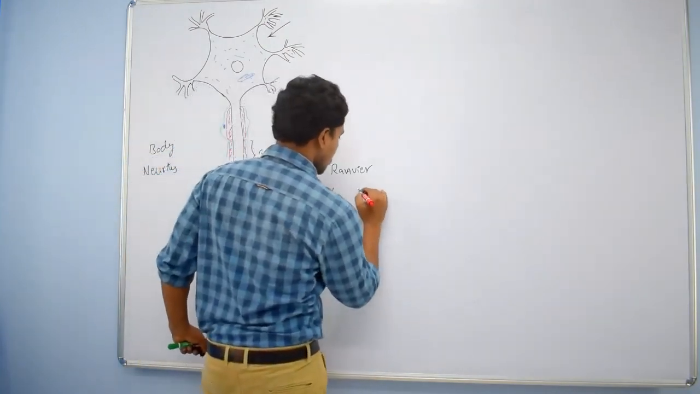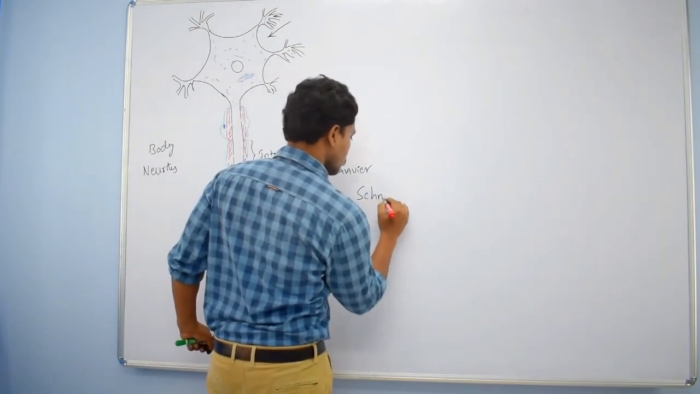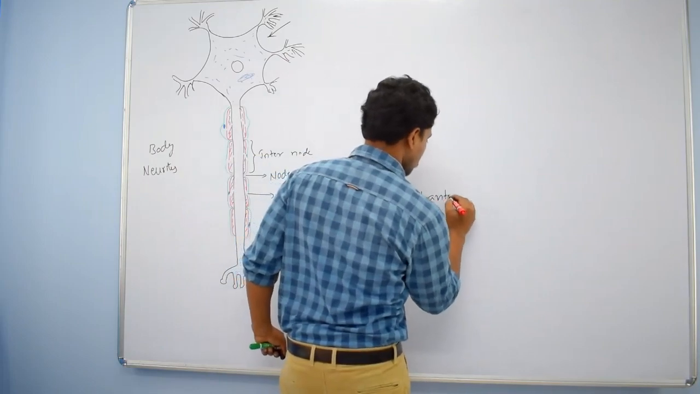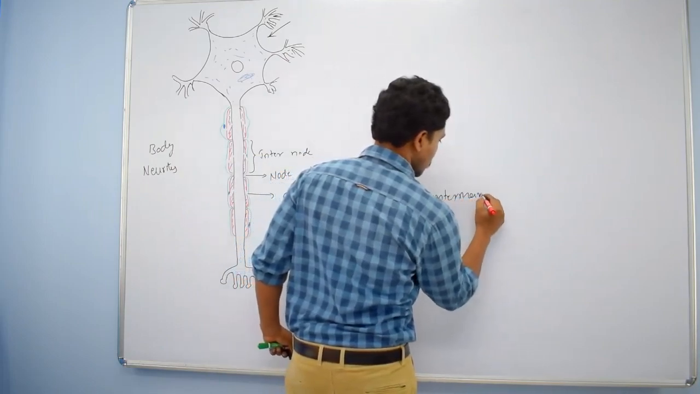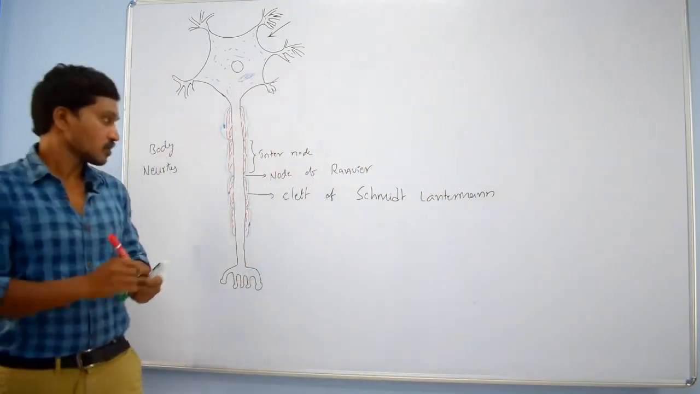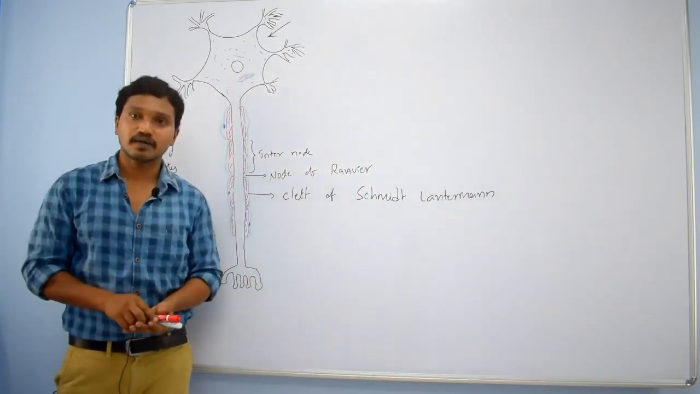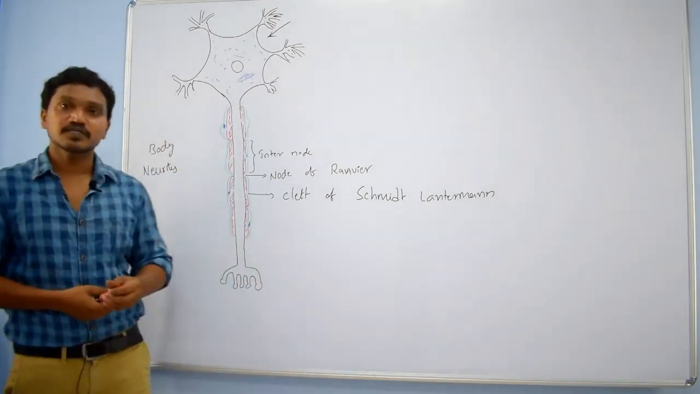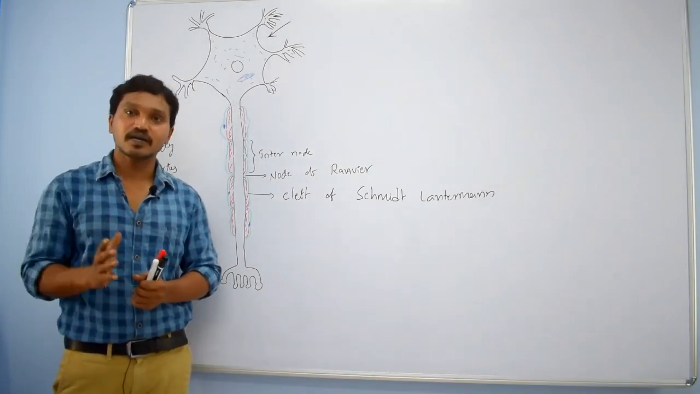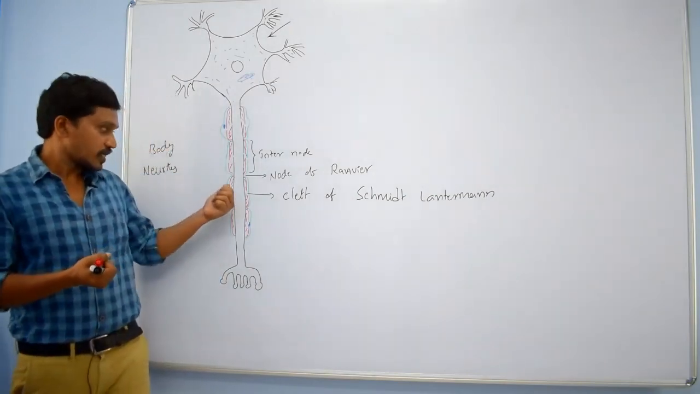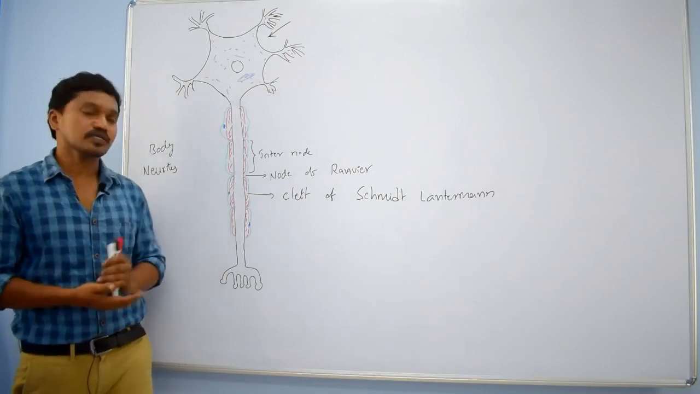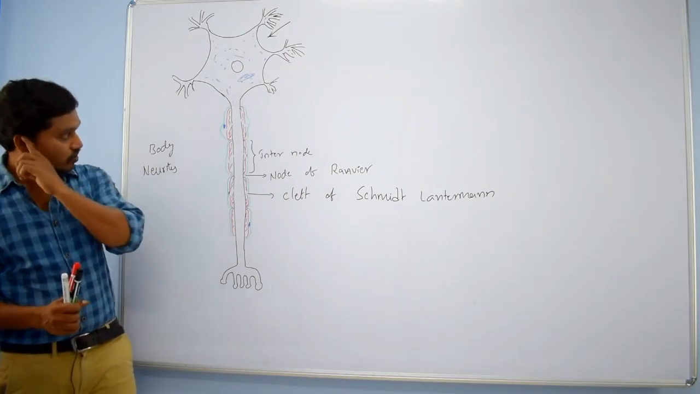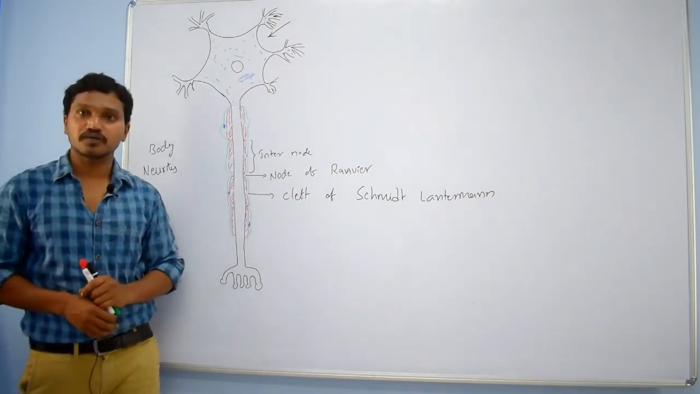These clefts or incisors, what we call cleft of Schmidt-Lanterman. Right? So, these clefts are helpful for the conduction of metabolites to the depth of the myelin sheath and to the subjacent axon. Right? So, this is about the structure of a neuron.